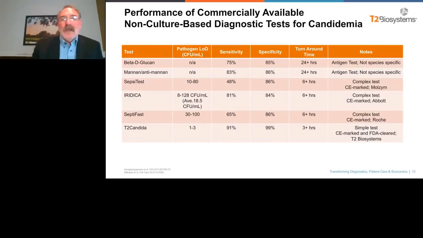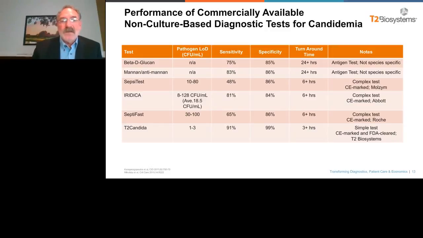If we look at commercially available non-culture-based diagnostic tests for candidemia, there are relatively few. Certainly in the United States, we're left with beta-D-glucan and T2Candida. In Europe, they have an antigen-based test, the Mannan anti-Mannan test, as well as at least 3 platforms that utilize PCR and various detection methods: the SeptiTest, the Iridica, and SeptiFast systems.